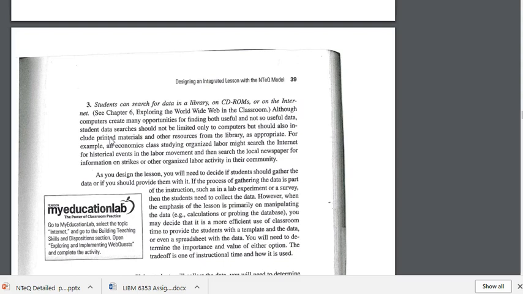For example, if an economics class is studying organized labor, they might search the internet for historical events in the labor movement and then search local newspapers for information on strikes or other organized labor activities within their own community. So that would be an example where students are gathering data, not necessarily their own data, but they're mining for facts.